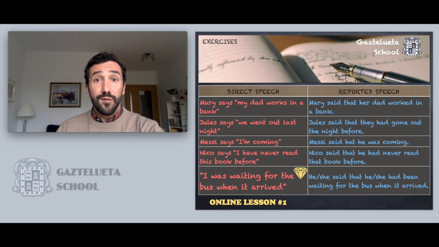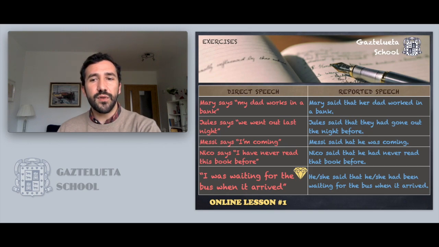And the last one, forgive me because there was a mistake in this sentence, okay? In direct speech, we have I was waiting for the bus when it arrived. In reported speech, we would say he or she said that he or she, we don't know who's talking, had been waiting for the bus when it arrived, okay? Again, sorry for the mistake. Well, I hope you have understood the reported speech.